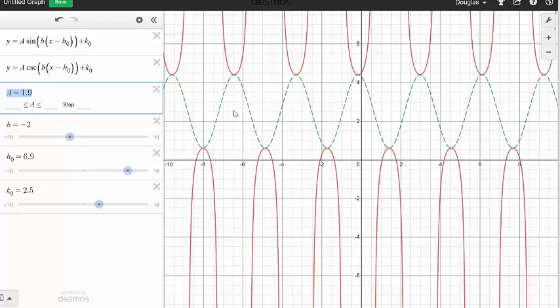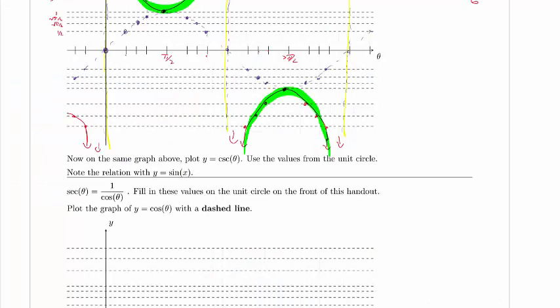Alright, I'll have an interactive demonstration of this available for you to look at. I encourage you to play with it, get a good feel for how all this works. Alright, so now we're going to go ahead and look at the values for secant theta. And secant theta is defined as 1 divided by cosine theta. So whereas cosecant was 1 over sine, secant is 1 over cosine.